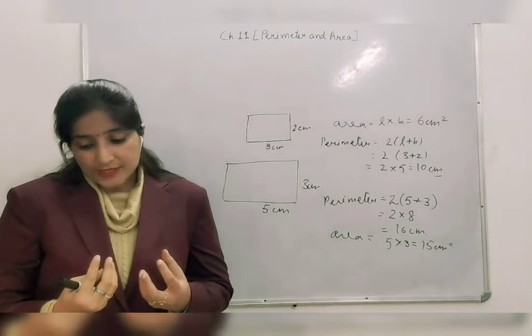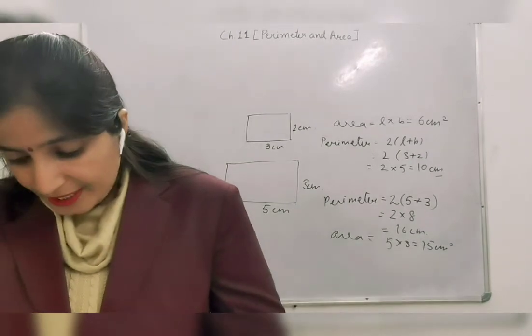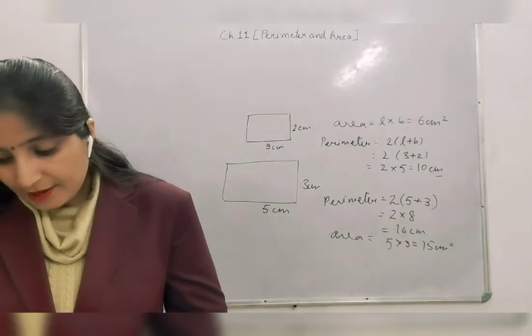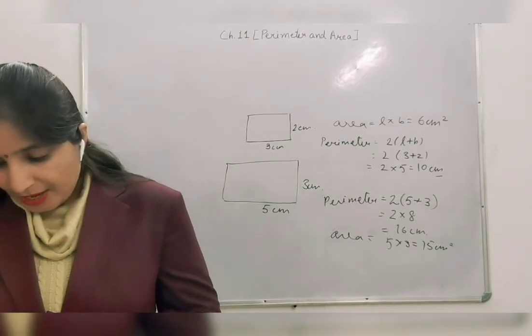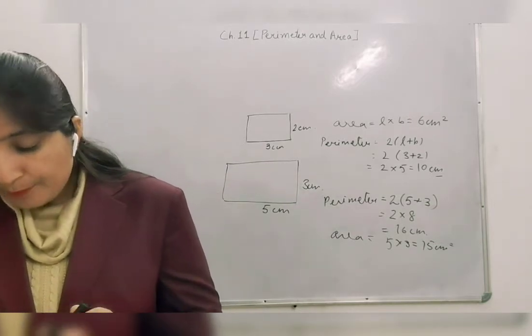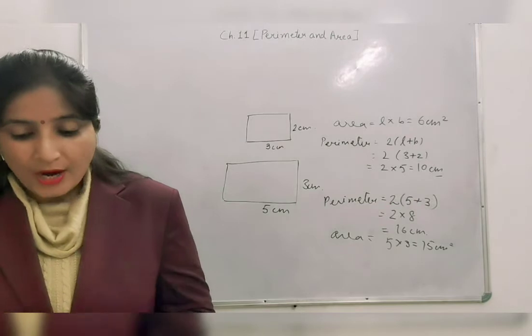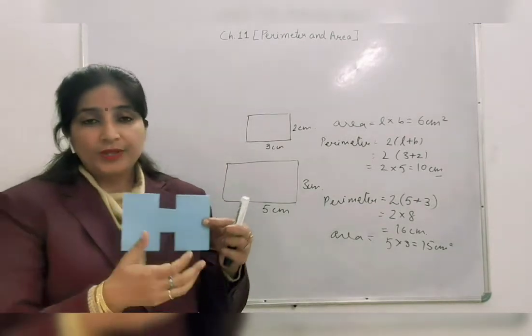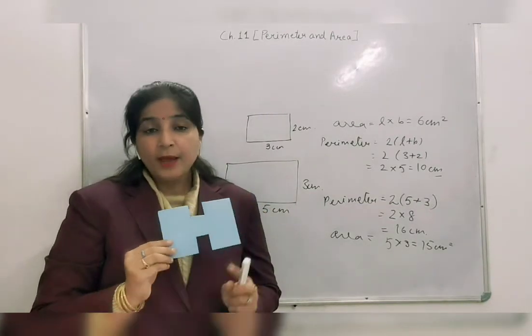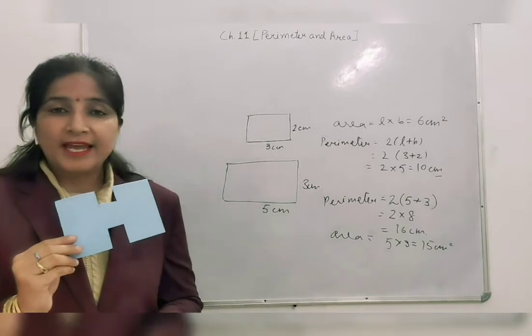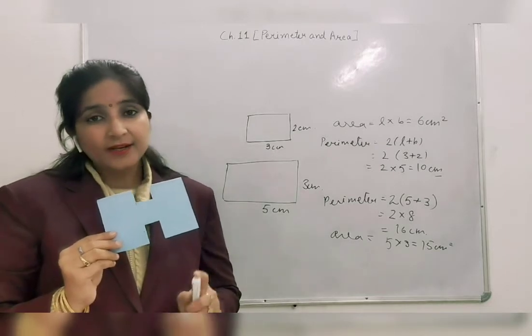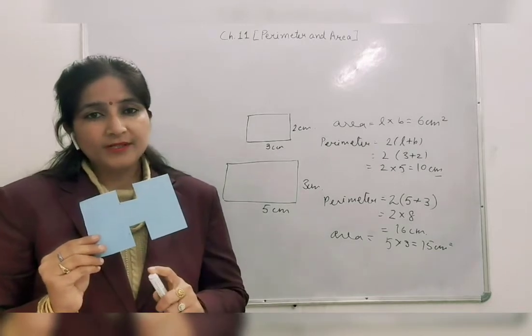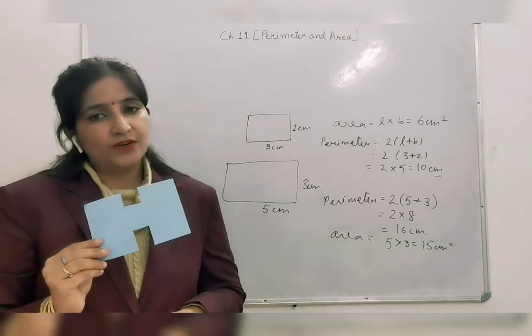Here we need to discuss something different. That is, give 2 examples where the area does not increase and the perimeter increases. One we have already discussed, this type of example. But in this type of example, the area is decreasing and the perimeter is increasing.